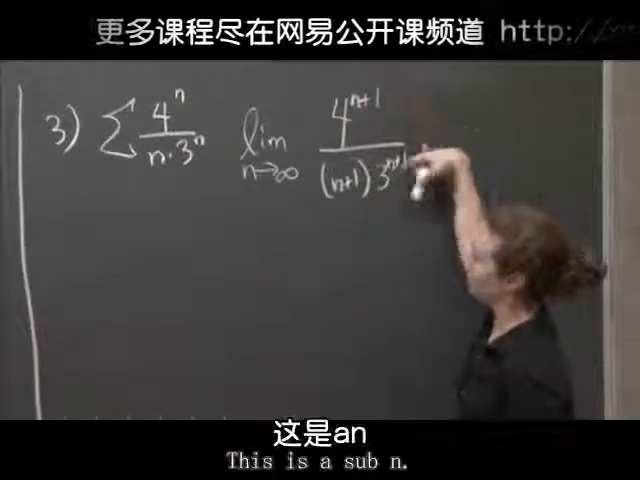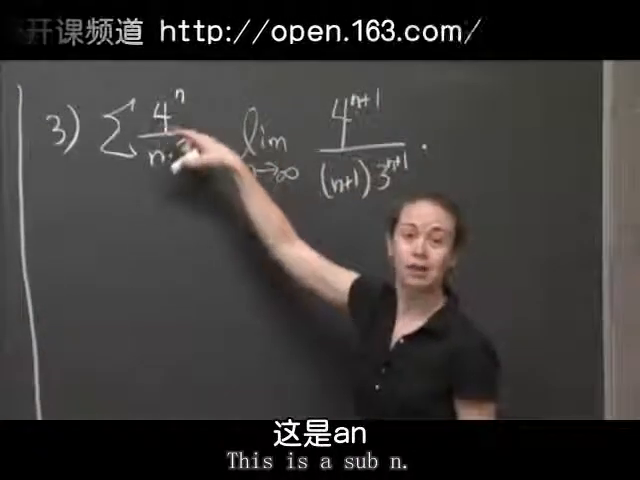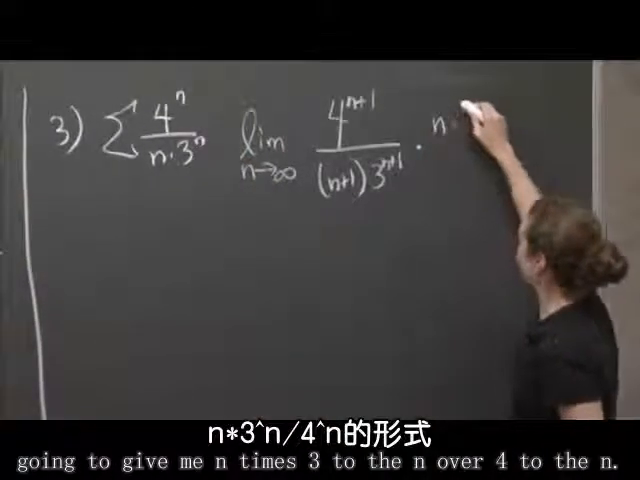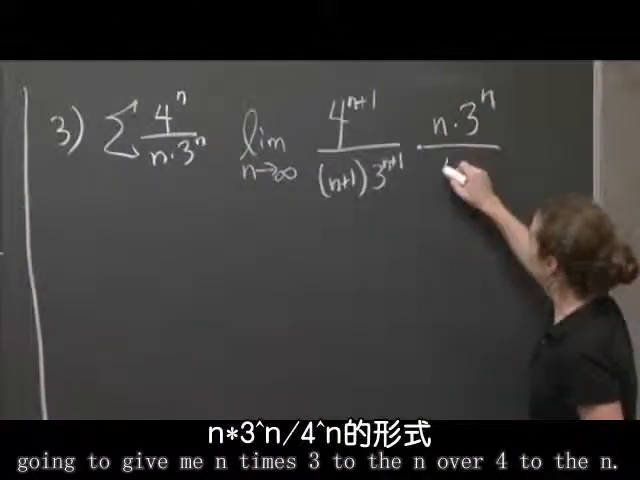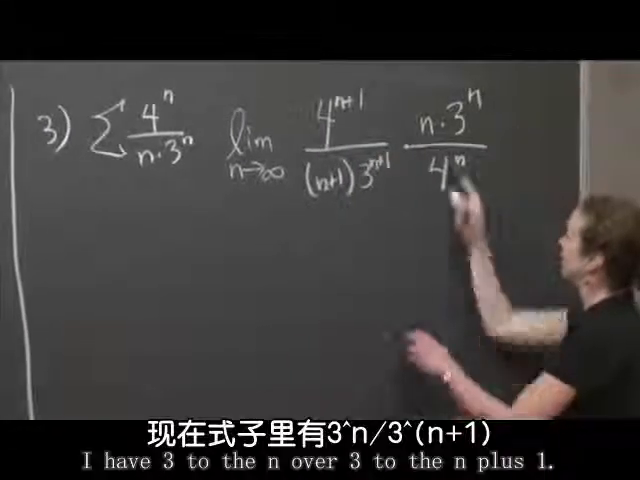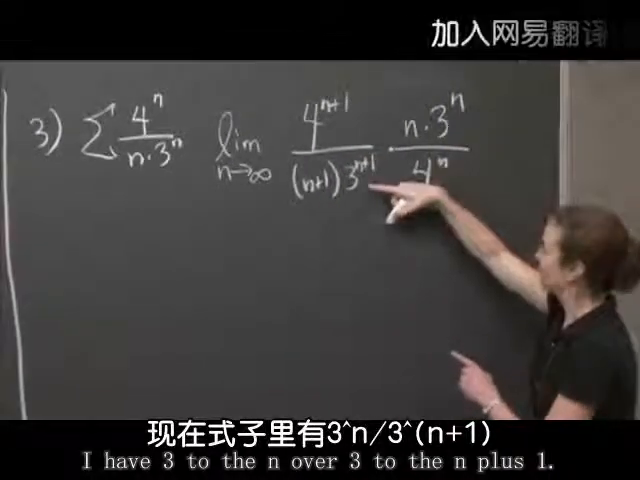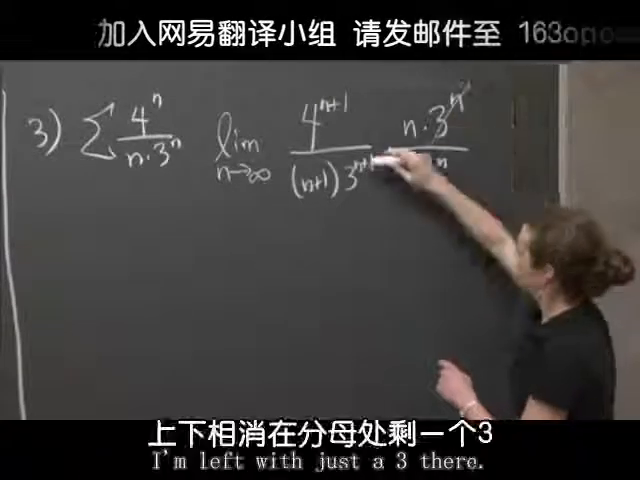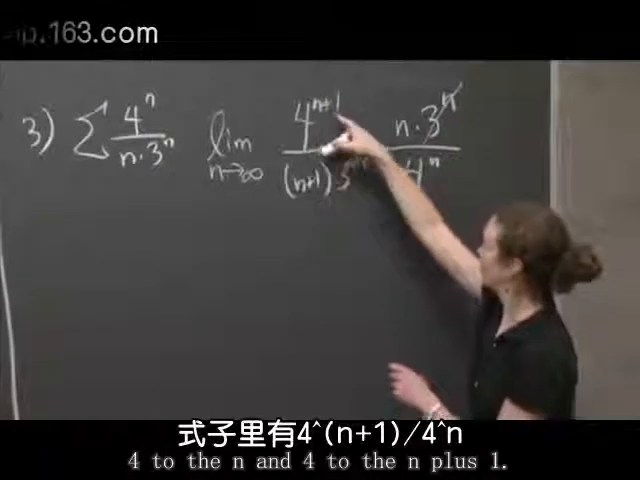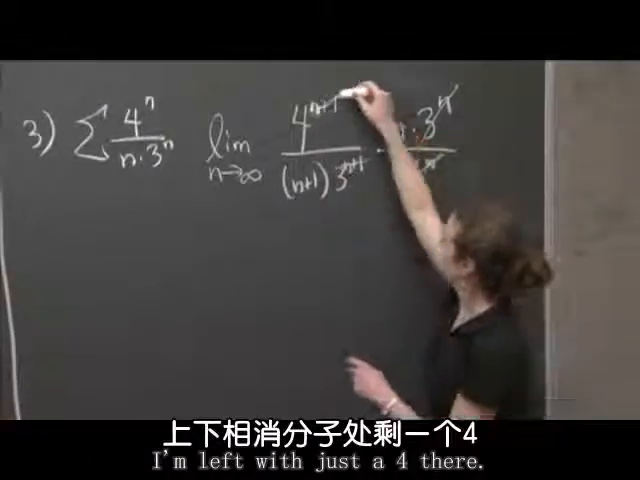I had to put in n plus 1 to get a sub n plus 1. This is a sub n. I'm going to write down 1 over a sub n. And that's going to give me n times 3 to the n over 4 to the n. And now let's start simplifying. I have 3 to the n over 3 to the n plus 1. I'm left with just a 3 there. 4 to the n and 4 to the n plus 1. I'm left with just a 4 there.